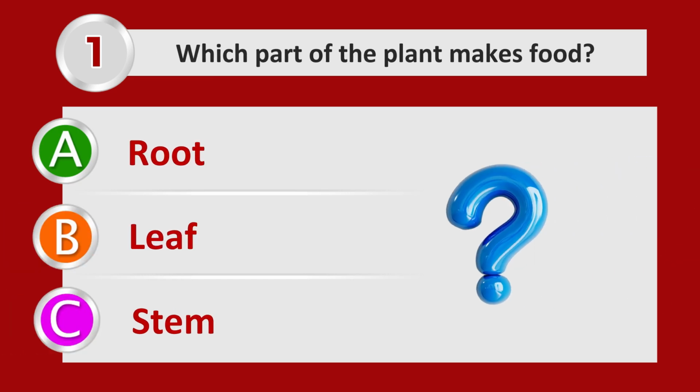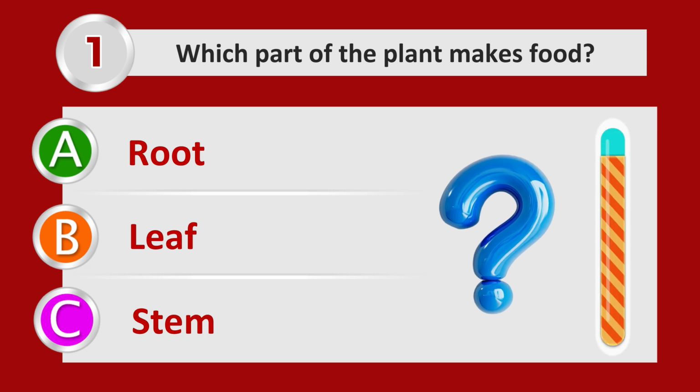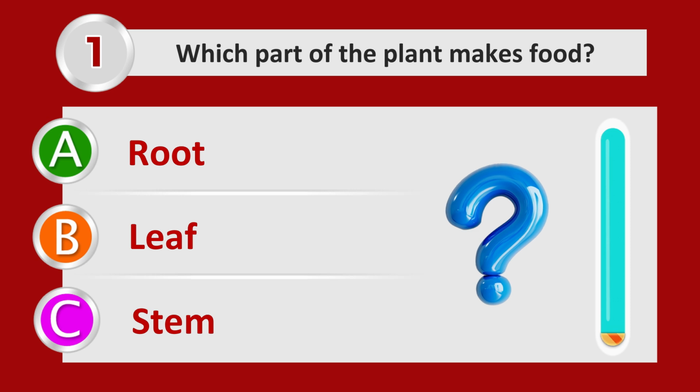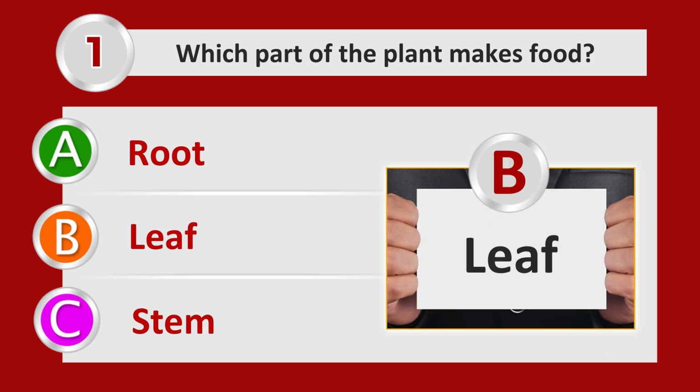Which part of the plant makes food? A. Root. B. Leaf. C. Stem. Answer is the B. Leaf.